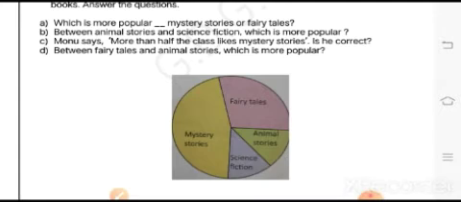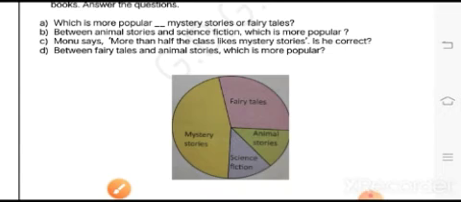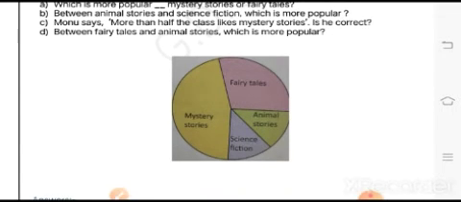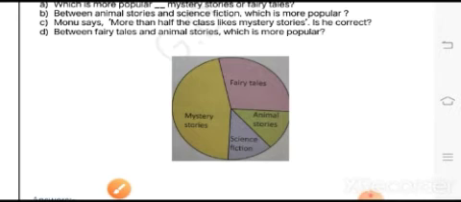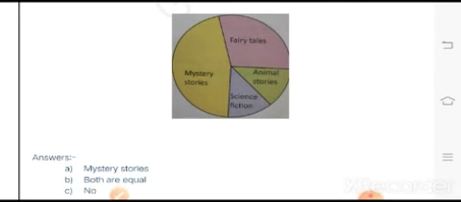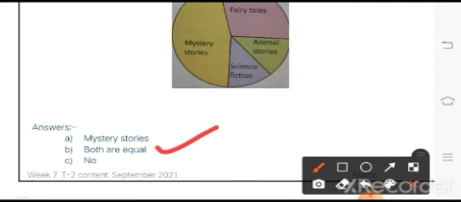Which is more popular, mystery stories or fairy tales? If we compare this yellow colored portion and pink colored portion, we observe that the yellow colored portion is more. It means mystery stories are liked more. That means mystery stories are more popular. Next, between animal stories and science fiction, which is more popular? Observing them keenly, we can see that both of them are covering equal area. It means both are equal.